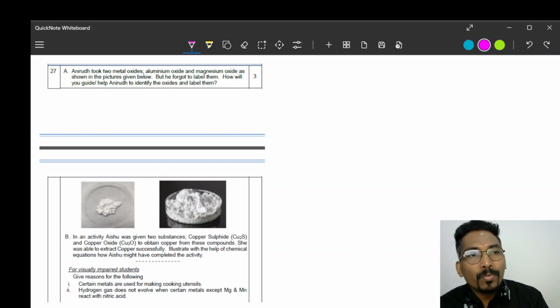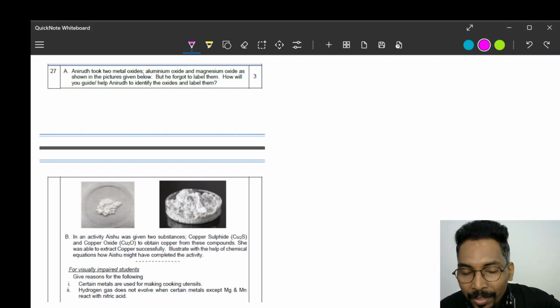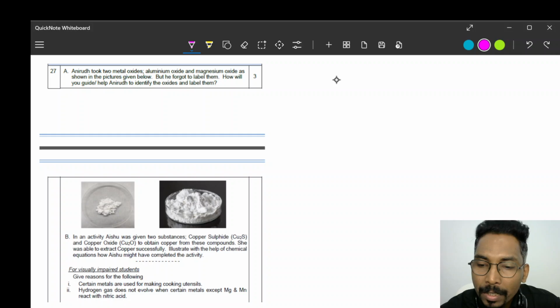Moving to the second question. It's a long question. We can read the question carefully first. Anirudh took two metal oxides.